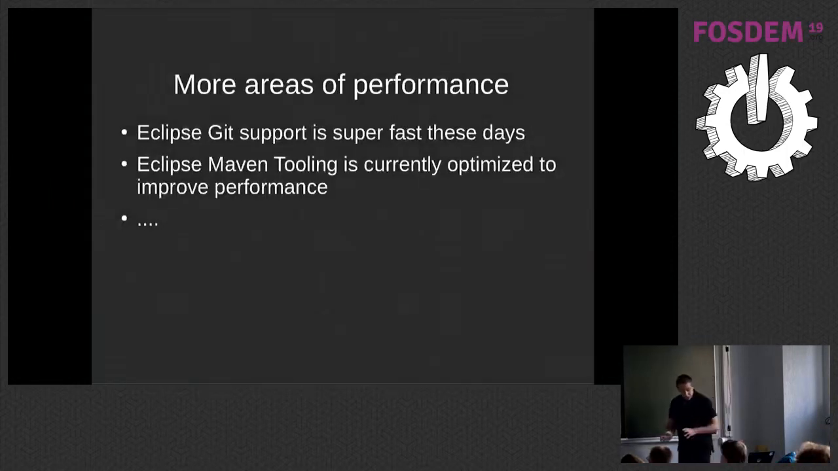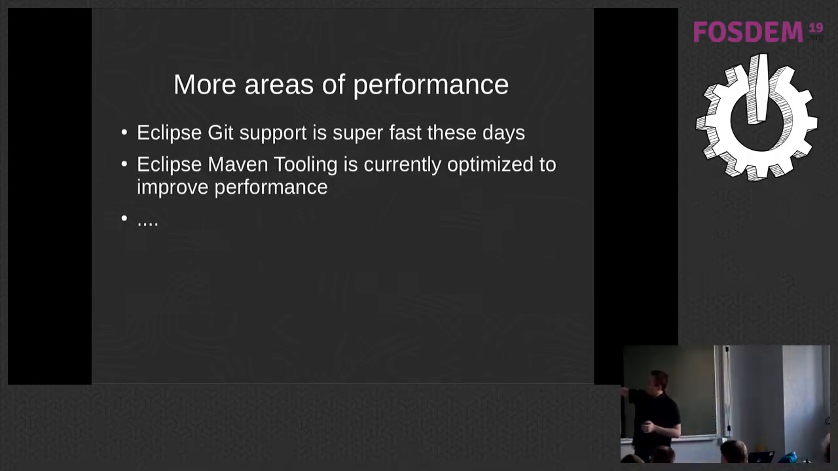There are other areas of improvement. For example, Red Hat is now working on the Maven tooling, actually together with the Apache project, to bring much better Maven tooling support. Also, the Git tooling has been super fast these days.